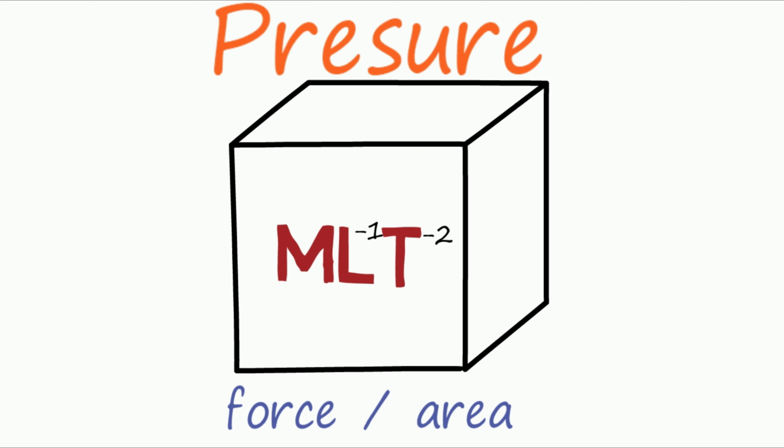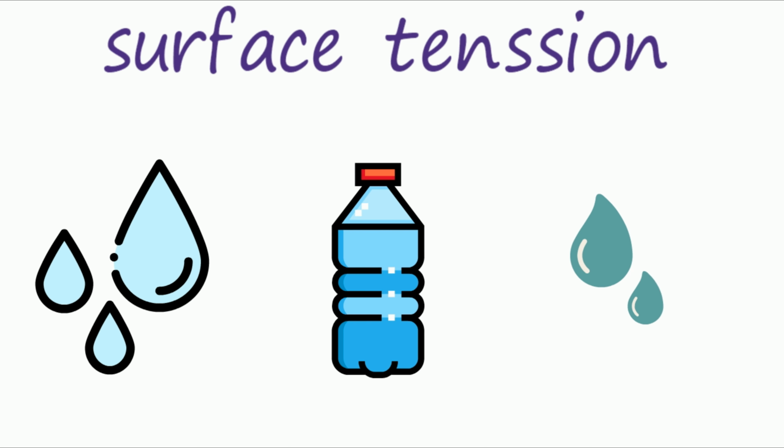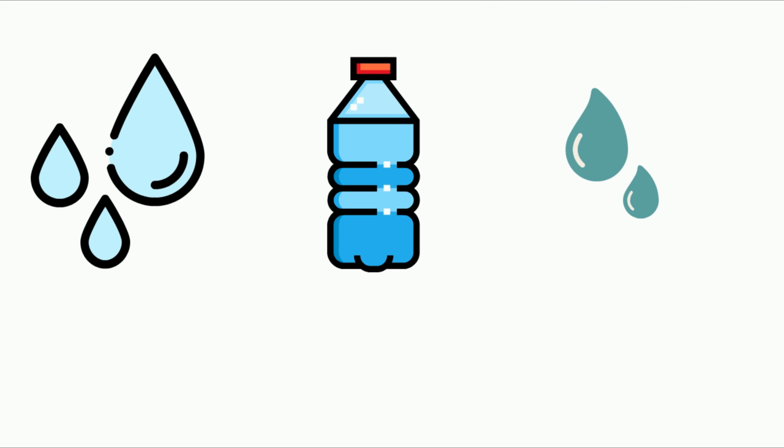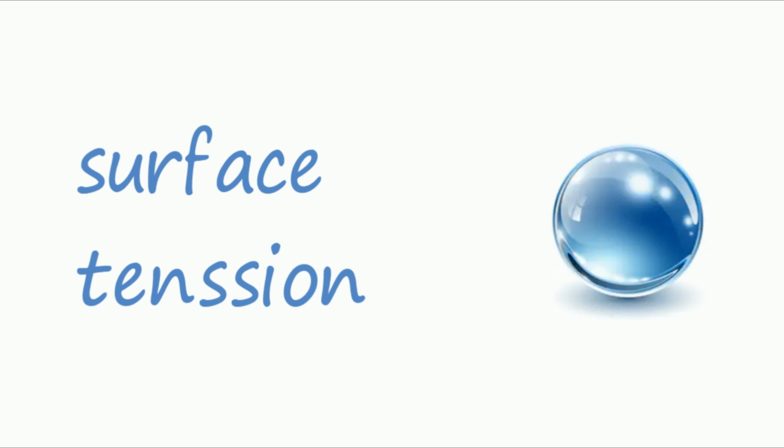Now let's move on to something a little more complicated. Surface tension. Now this might take some time to explain, but stick with me on this and pay attention. Surface tension is a property unique to fluids. For example, we see that every water droplet is spherical. But have you ever wondered why? It's because of surface tension.